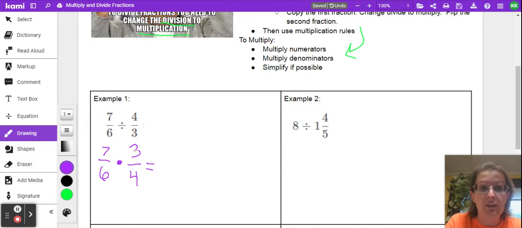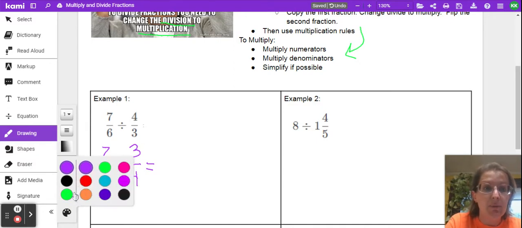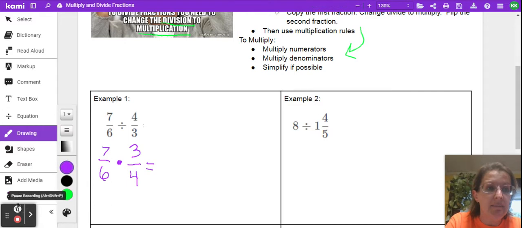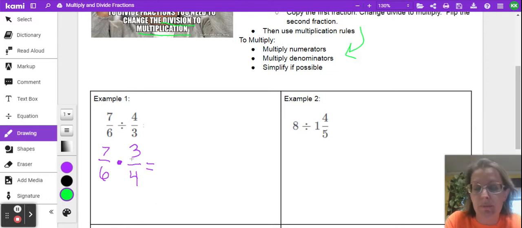Now you do have another option here. You could cross simplify. Remember, when you cross simplify, you find a factor of both the numbers. So 7 and 4, the diagonal numbers, don't have any factors in common. But 3 and 6 both have the factor of 3. So you can do 3 divided by 3 and get 1, and 6 divided by 3 to get 2. So when you cross simplify, it makes your math work a lot easier.